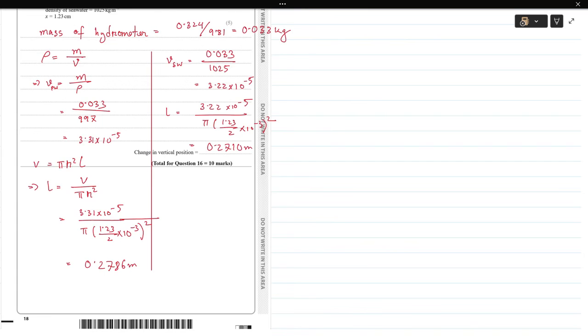and this is 0.2710 meters. Now that we know that in pure water it was at this depth and in seawater it was at this depth, to find out the change in length or change in height, we can just subtract them. So it becomes 0.0076 meters. That is our answer.